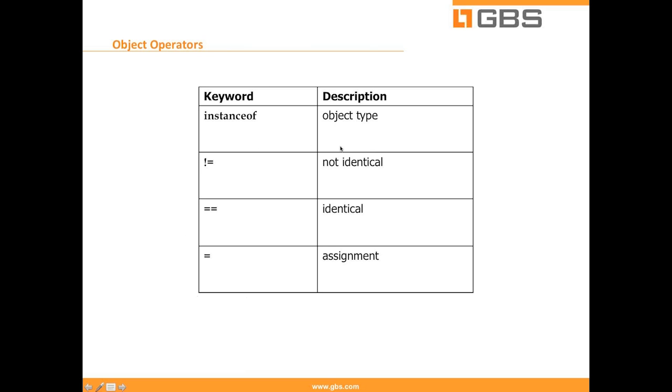We have object operators, for example, instanceof, not equal to, that's bang equals. Identical is the double equal. If you're going to do comparison operations, we'll look at those. And equals is the assignment operator.